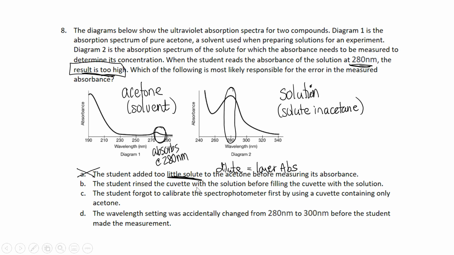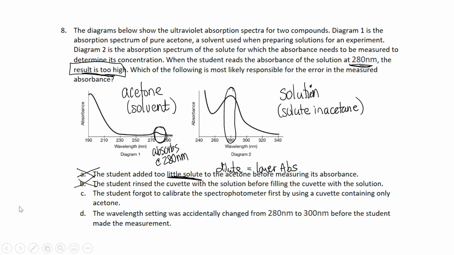B, they rinse the cuvette with the solution before filling the cuvette with the solution. That doesn't seem like a source of error. That just seems like good practice. They're making sure the cuvette is filled with the appropriate solution. So that doesn't seem to really work here. C, the student forgot to calibrate the spectrophotometer by using a cuvette containing only acetone.